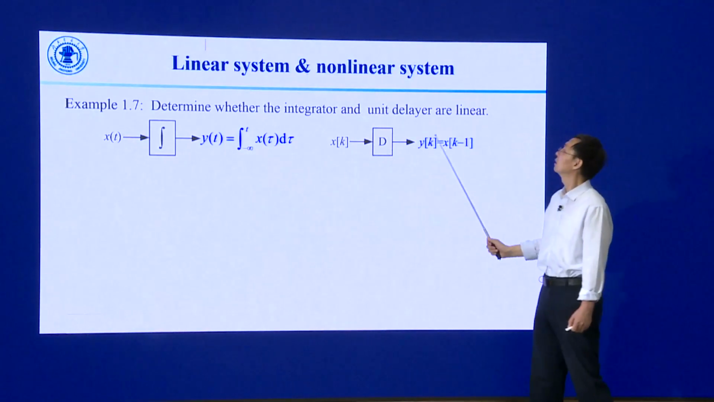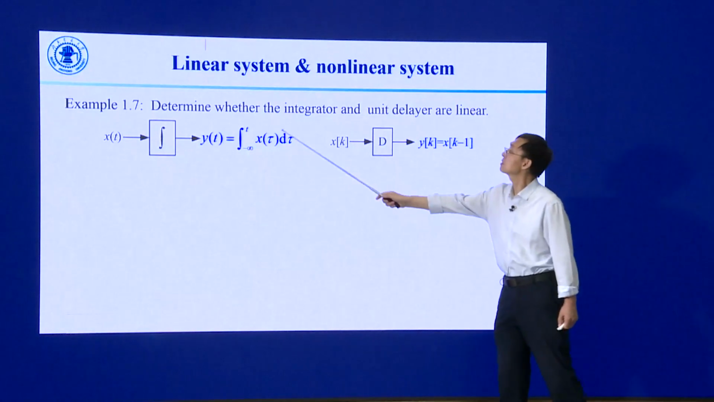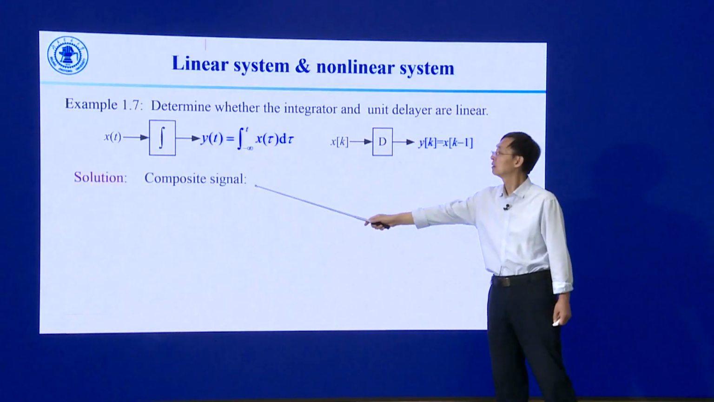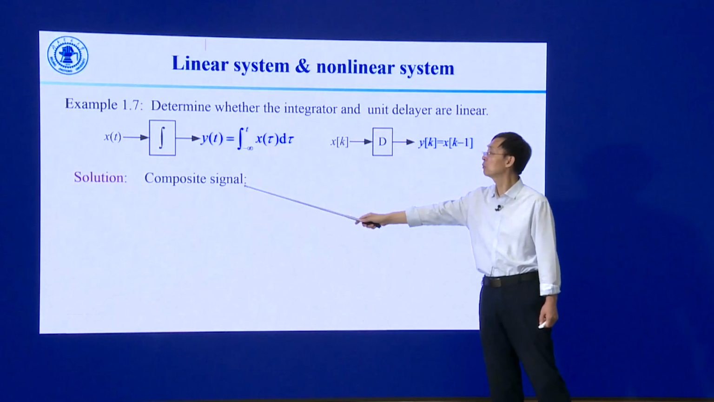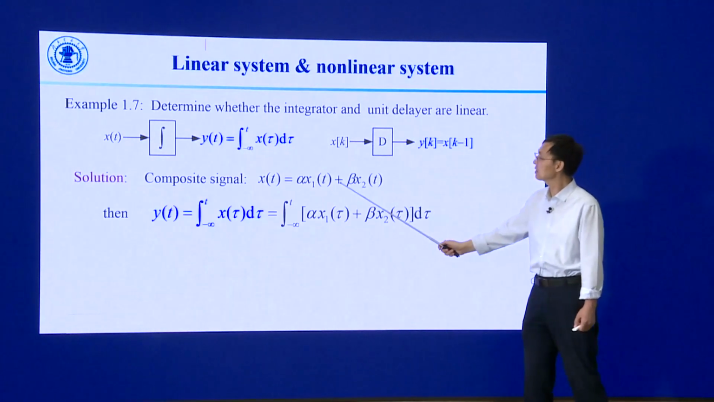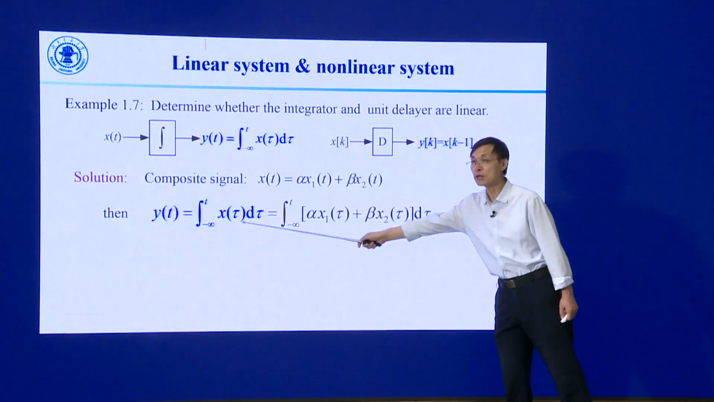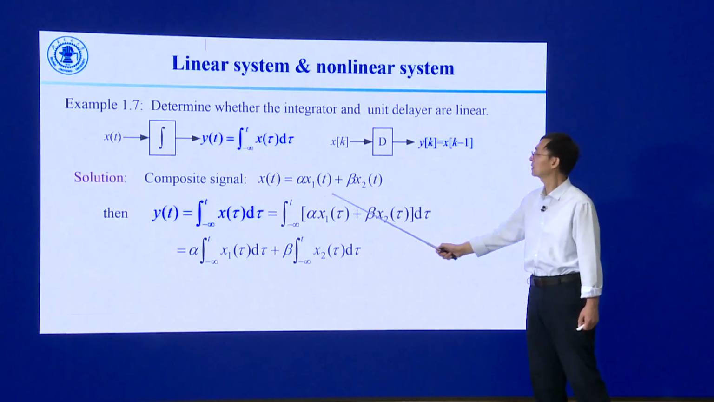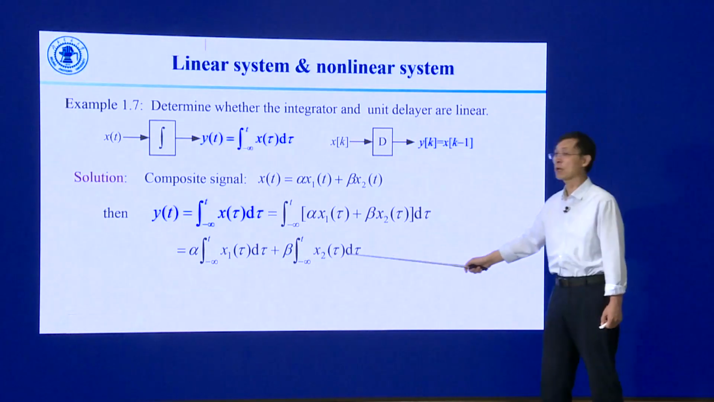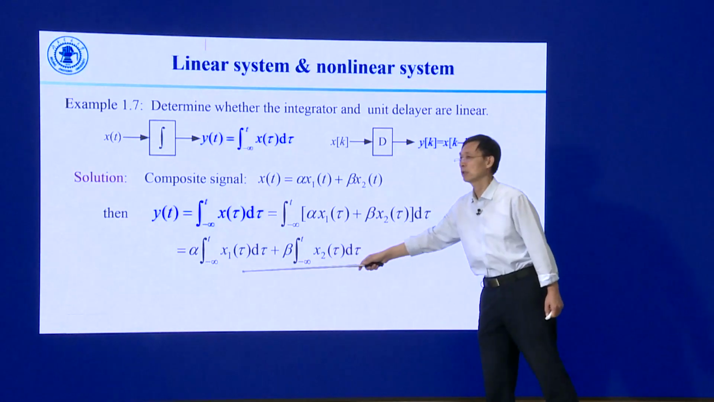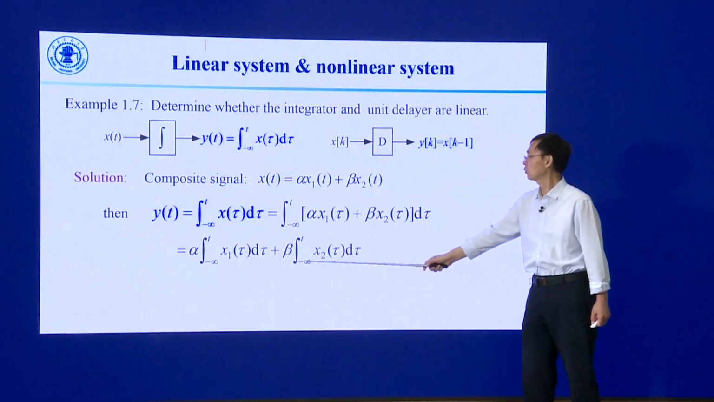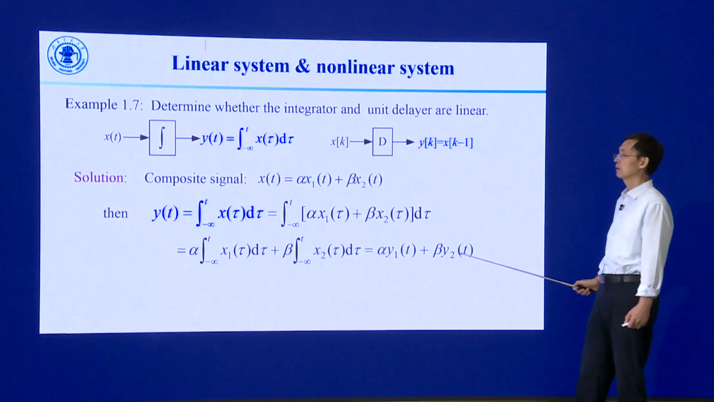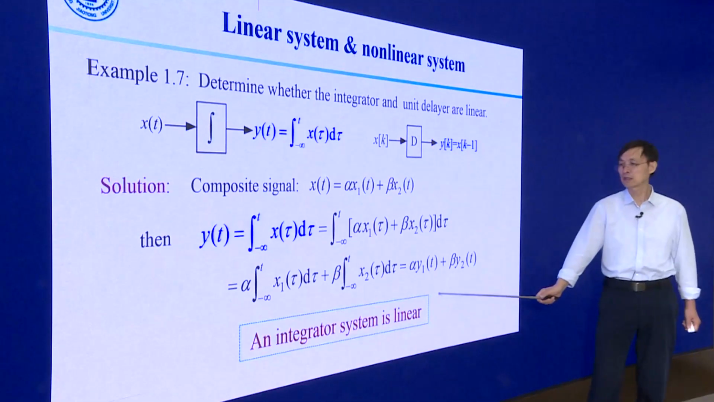Determine the linearity of these systems. This one is an integrator. This system is a unit delayer. First, we have this composite signal. Substitute this composite signal into this equation, and we can get this result. We can move alpha and beta outside this integral and get this equation. This part equals y1(t). This part equals y2(t). So we can get this result. So the integrator system is linear.